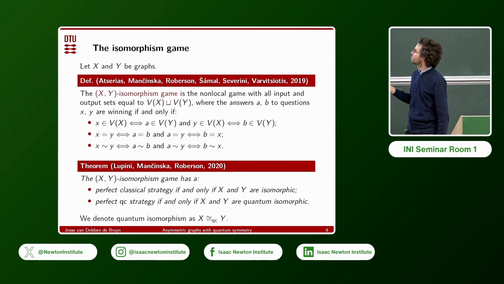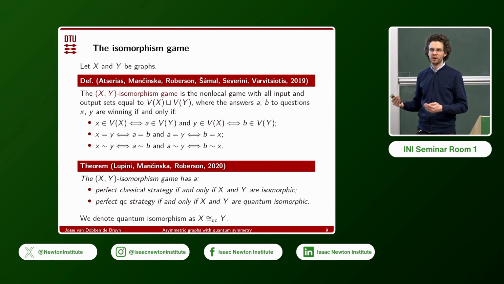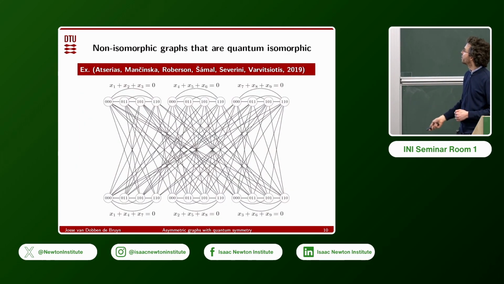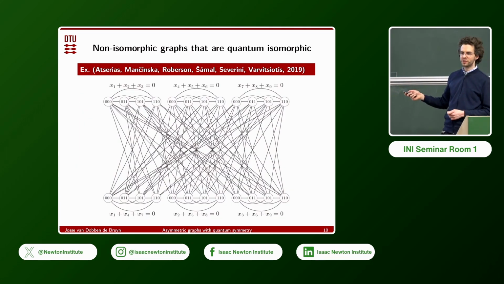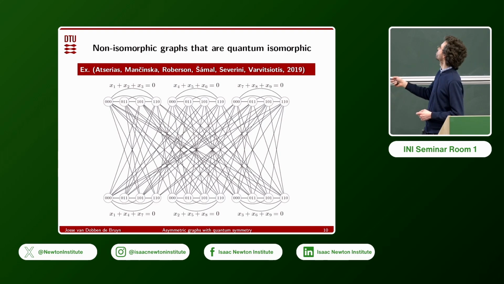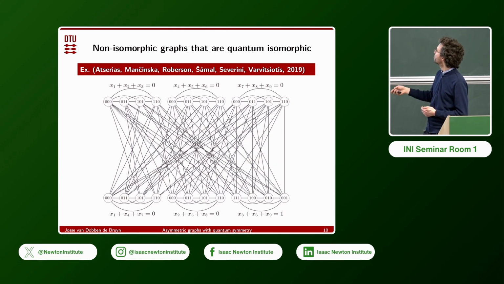And then you can use techniques from non-local games to show that there exist graphs which are not classically isomorphic, but they are quantum isomorphic. You can take, for instance, this Mermin-Peres linear system, and from that construct some graph in some way that encodes this system. Here you take one graph for the homogeneous system where all the equations are 0, and then one graph for the inhomogeneous system. And then it turns out that these graphs are not isomorphic, but they're quantum isomorphic.